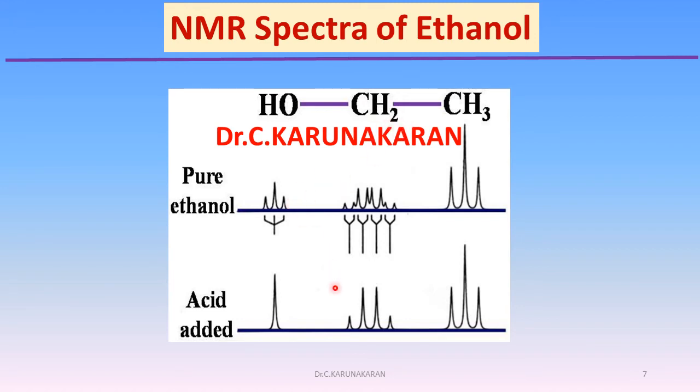Whereas in the presence of acid, when you add acid to ethanol, the OH proton undergoes continuous exchange with the acid proton. As a result, it becomes a singlet, and the methylene protons do not couple with the OH proton.